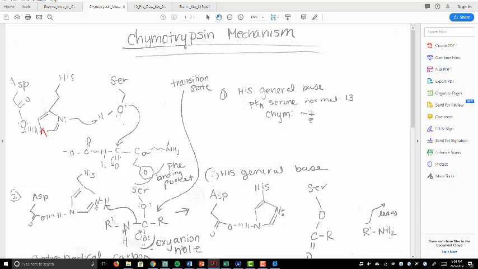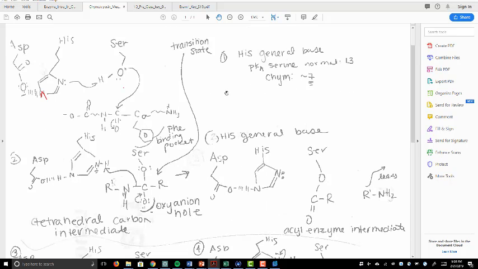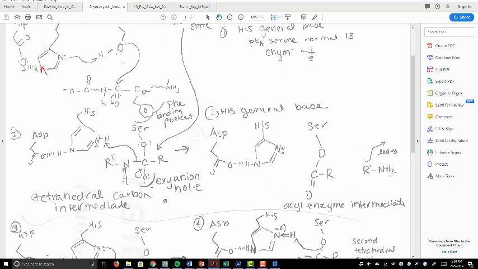So we've touched on that a little bit already. But the big thing here is understanding the features that I showed you. There's got to be something that's going to recognize part of the substrate, so that's the amino acid, and then you're going to have a part that's going to stabilize the tetrahedral carbon intermediate, specifically through hydrogen bonding with that oxyanion. So in this case, the chymotrypsin, we have a phenylalanine binding pocket, and then we have an oxyanion hole.